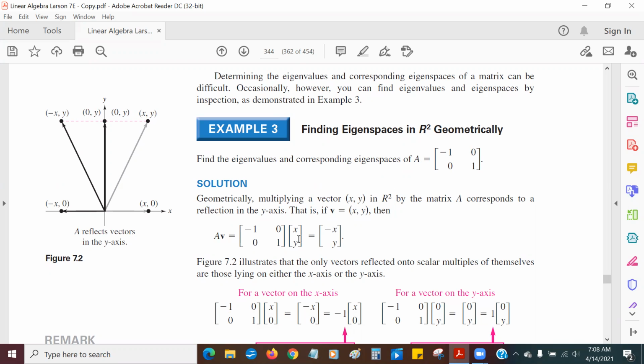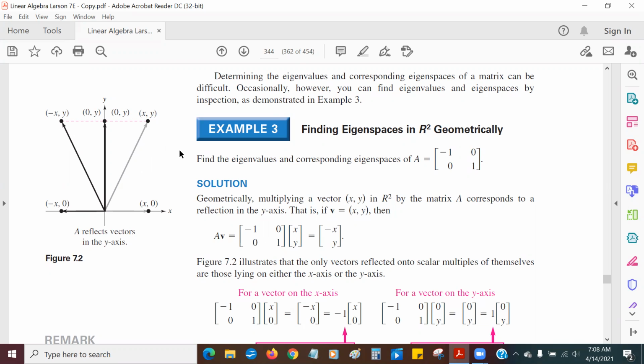When I multiply this times a vector xy, all I wind up getting is negative x and the same y. That means that my xy got turned to a negative x, then y. And visually, here's my xy, that's my negative x, same y. Well, what happened is what you call a reflection across the y-axis. So when I multiply A times a vector, it reflects that vector across the y-axis.